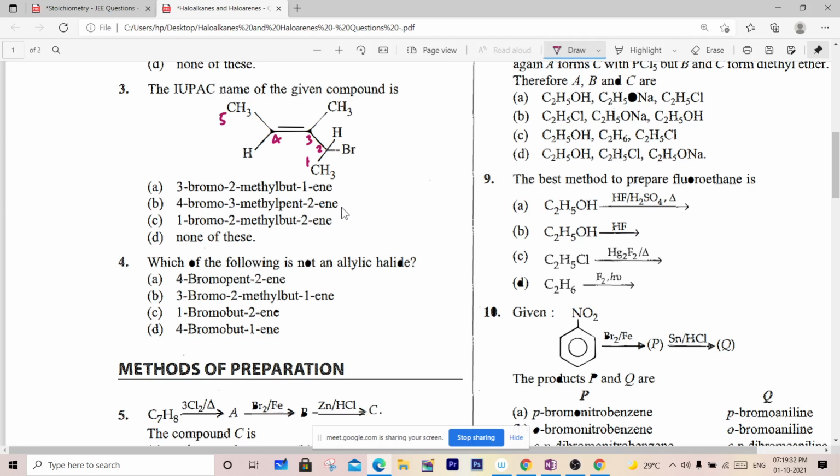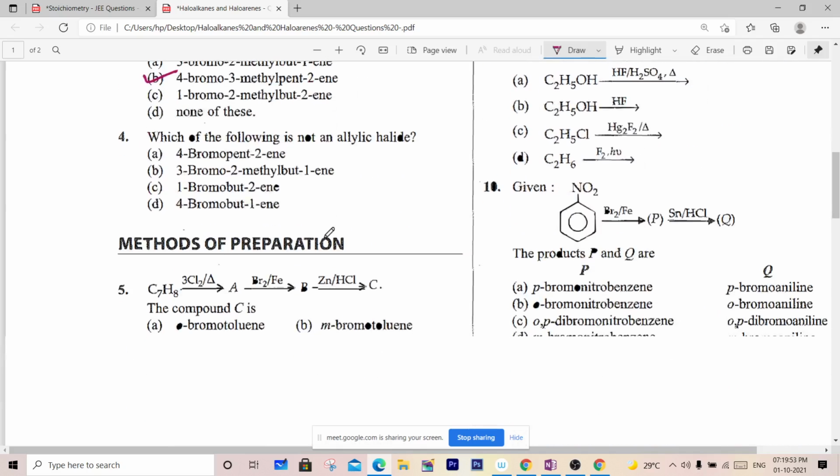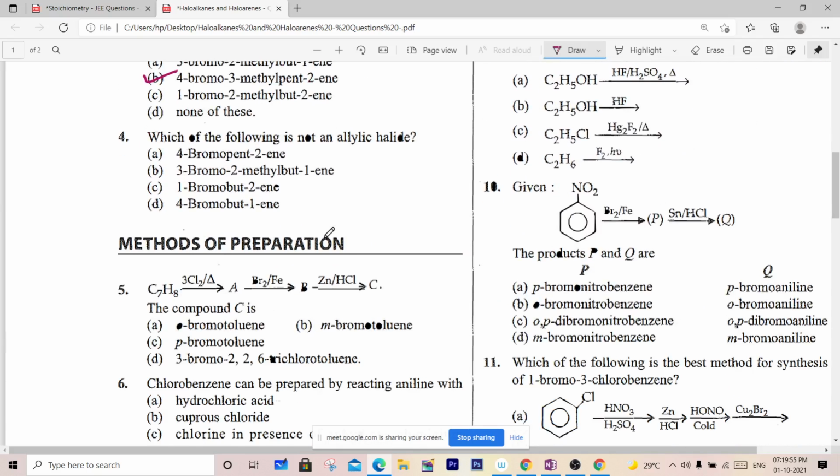Should it be none of these? Shouldn't the double bond be preferred? That should be 2 bromo. Double bond should be preferred. So go this way, 1, 2, 3, 4, and 5. Then we have 4 bromo, 3 methyl pentene, right? Understood. Yes, sir. Go to number 4.